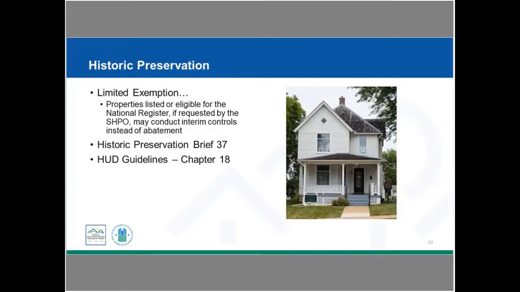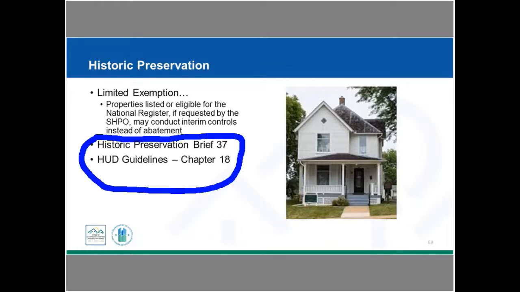There may also be a limited exemption if a property is listed or eligible for the National Register of Historic Places or contributing to a National Register Historic District. So there may be times when you can use interim controls rather than abatement. This has to be done in cooperation with the SHPO. The SHPO is the State Historic Preservation Officer. So if you find yourself in this type of situation where you're dealing with historic properties, you can look to these other guidance documents, the Historic Preservation Brief 37, also in the HUD Guidelines document in Chapter 18. We do have a link to the HUD Guidelines at the end of the module. But also reach out to your SHPO, your State Historic Preservation Officer, if you're not quite sure what kind of treatments you need to do. If you don't want to do abatement, if you don't want to be removing types of items, they may allow you to do interim controls instead.